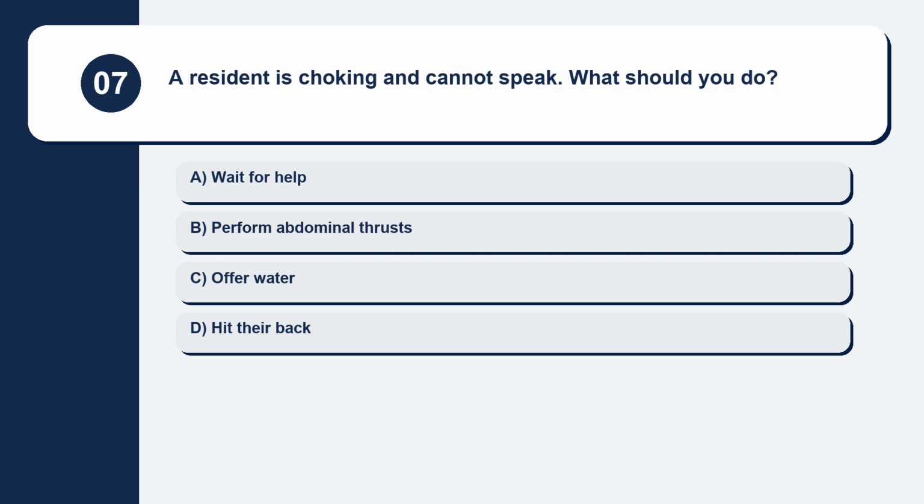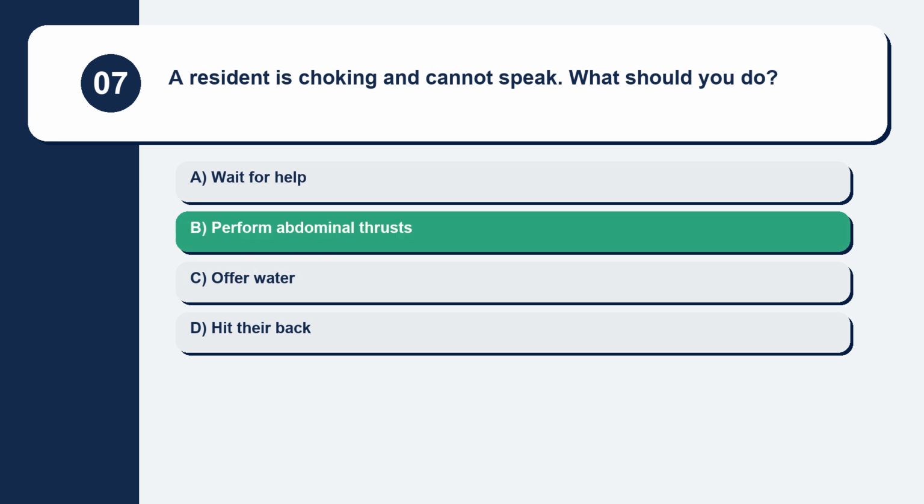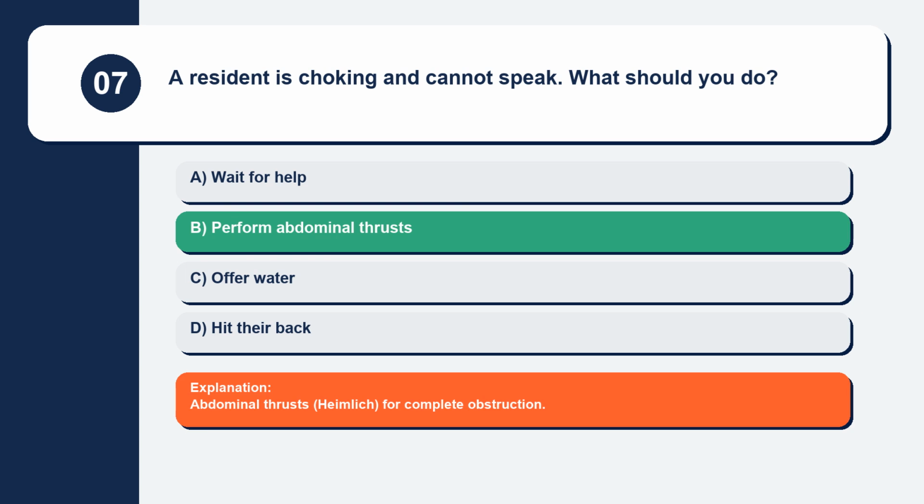Question 7. A resident is choking and cannot speak. What should you do? Wait for help, perform abdominal thrusts, offer water, hit their back. Abdominal thrusts, Heimlich, for complete obstruction.